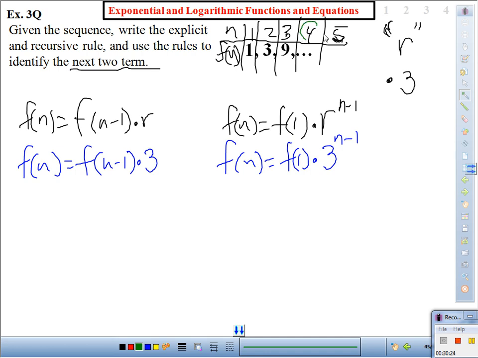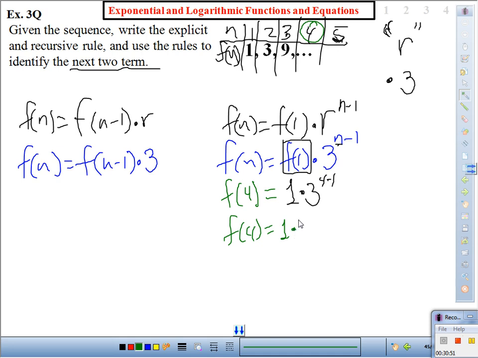Fourth term, so I substitute that in here, f of 4 equals, and here f of 1 means what? The first term. What is our first term, everyone? 1 times 3, and then we're working on the fourth term, so instead of n, I would put 4 minus 1 as the exponent. So therefore, f of 4 equals 1 times 3 to the third. Do I need to really write the 1? No. So what is 3 to the third? 27, and it goes right there.